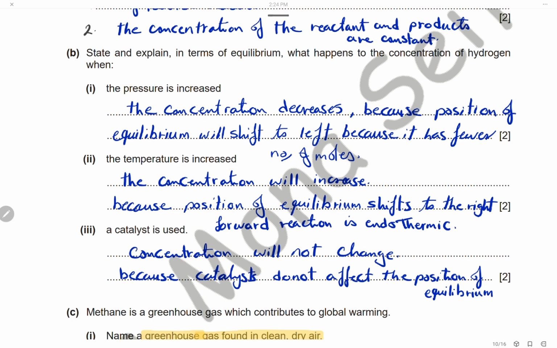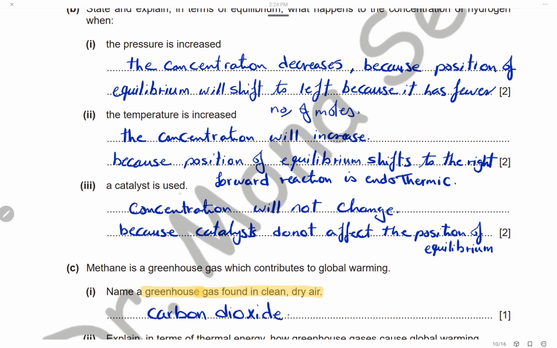When a catalyst is added, of course, the catalyst increases the rate of reaction but has no effect on the yield of the product. So here, the concentration of the hydrogen produced will not change because the catalyst doesn't affect the position of equilibrium.